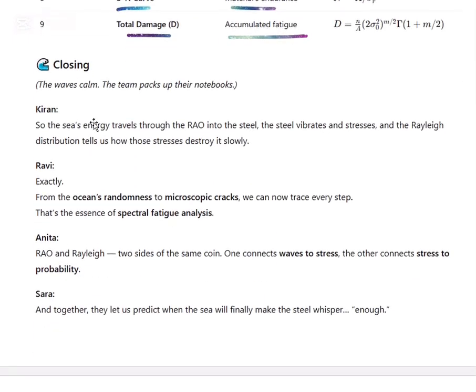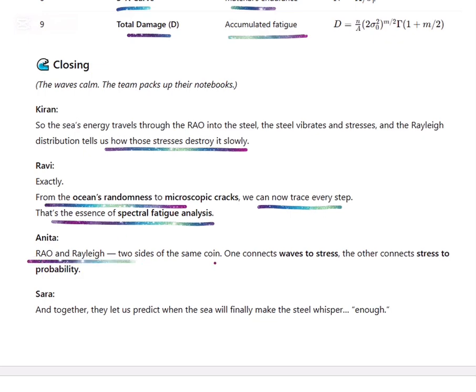So the wave energy travels through the water into the steel, which vibrates and stresses, and the Rayleigh distribution tells us how those stresses destroy it slowly. So exactly from the ocean's randomness to micro cracks, we can now trace every step. That's the essence of spectral fatigue analysis.